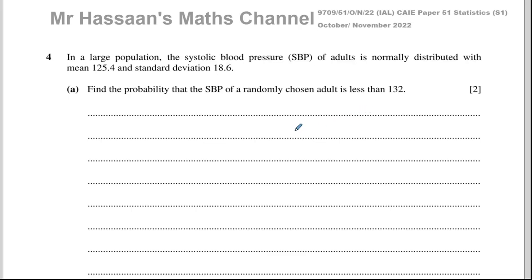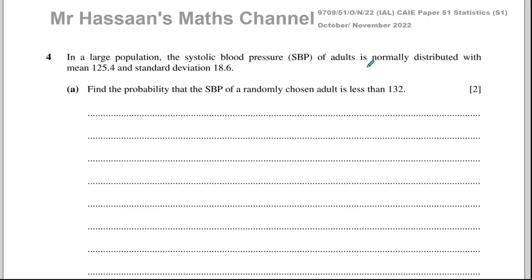I'm now answering question number 4 from the October-November 2022 Statistics S1 paper. This is paper 5, variant 1. In this question, we are told about a large population. The systolic blood pressure, SBP, of adults is normally distributed with a mean of 125.4 and a standard deviation of 18.6. We're going to find the probability that the systolic blood pressure of a randomly chosen adult is less than 132.